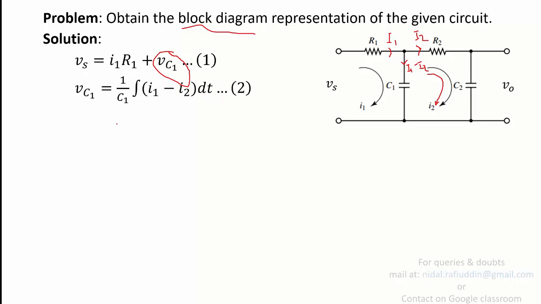And again, what is VC1? VC1 is the voltage that appears across capacitor C1, which is nothing but 1 upon C1 integral of I1 minus I2.